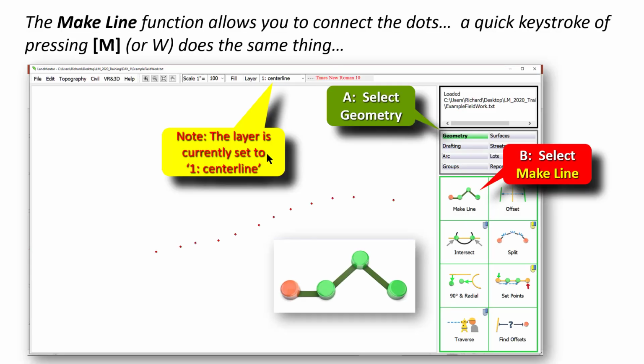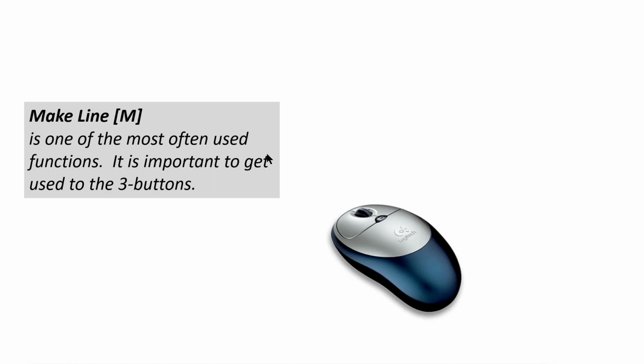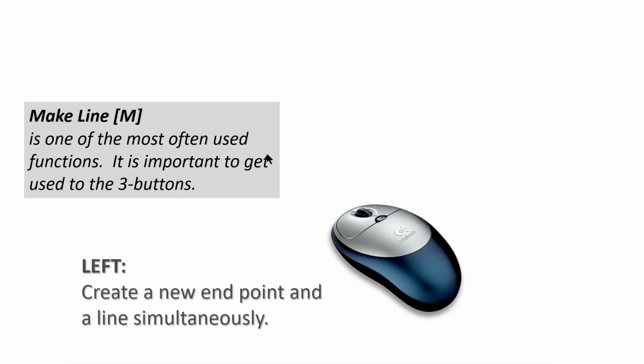So now we're on the centerline layer. It should say centerline. Select geometry and then select make line. We're going to make a line between those points. So we're using all three buttons of the mouse. That's why we don't have multiple pop-ups and things like that. We're using all three buttons. So it's important that you learn those, and by the end of these instructions, you'll be a master at them.